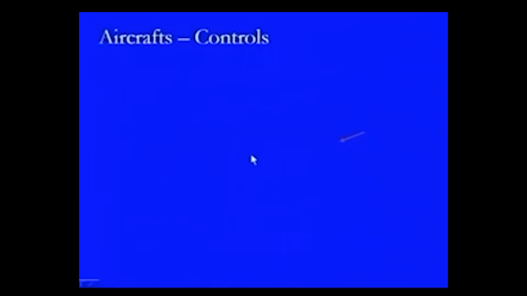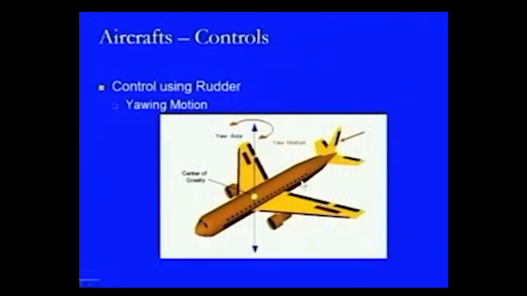Now, we come to the controls, how the controls work. The first control we are discussing here is the control using the rudder. This rudder helps in controlling the yawing motion, as we have discussed, and this yawing motion is with respect to the z axis. So, this is the z axis which is passing through the CG, and the rudder is provided here. This arrow is showing the location of the rudder.